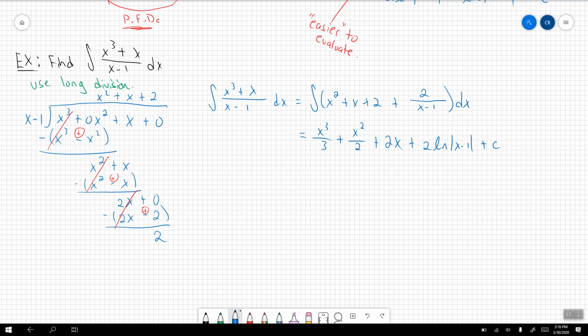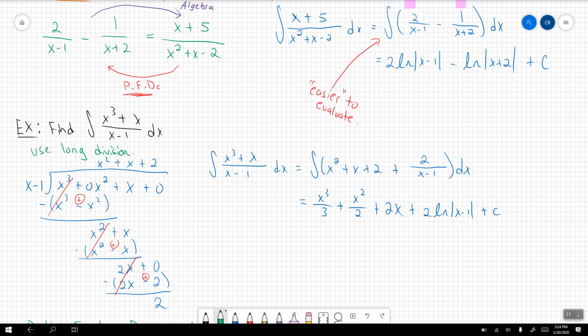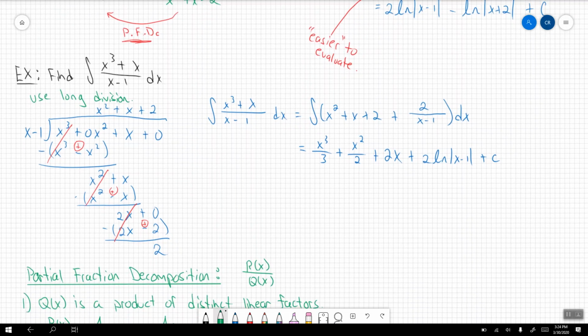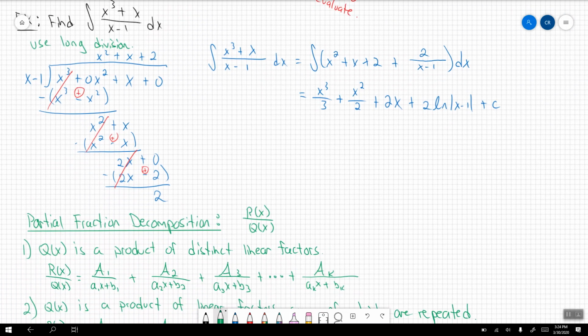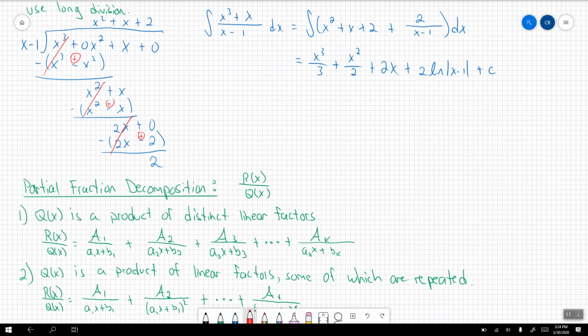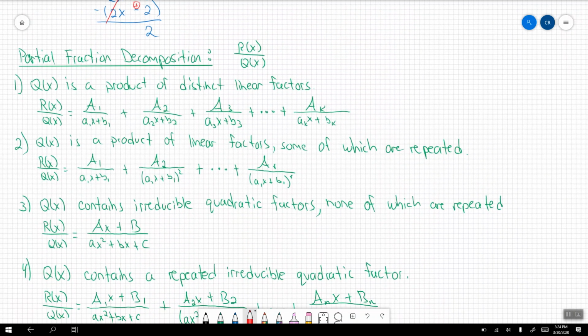All right, now I'm going to write down the 4 partial fraction decomposition scenarios that we are going to be using. In order for us to be able to use partial fraction decomposition, we need to be aware that the degree of the numerator, r of x, must be less than the degree of the denominator, which is q of x.